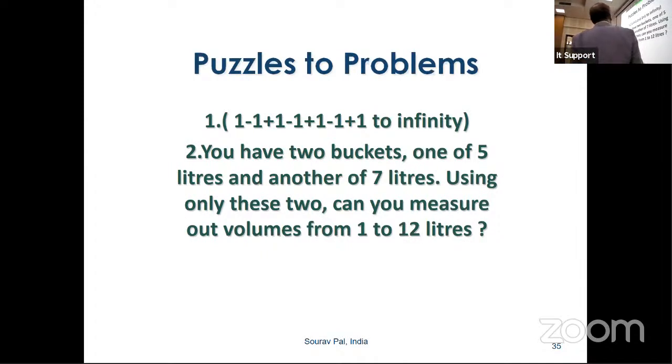You have two buckets. One of them has 5 liters, one of them has 7 liters. Using only these two buckets, can you measure volumes from 1 to 12? I think you can all do this. There is no other measurement. You just have 5 liters and 7. So you can pour 7 liters full into the 5-liter bucket, that leaves 2 liters. So 7 and 5 arithmetic will give you all the numbers. You can resolve many, many such problems. They are called puzzles. In India, we are very good at solving puzzles, so we get gold medals in the Olympiad here and there.